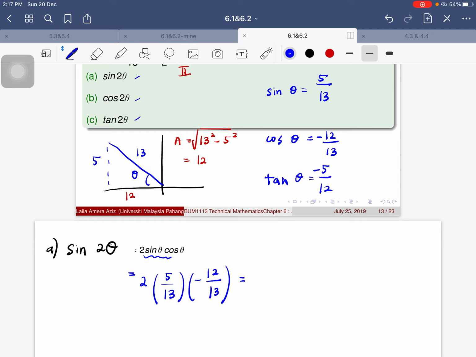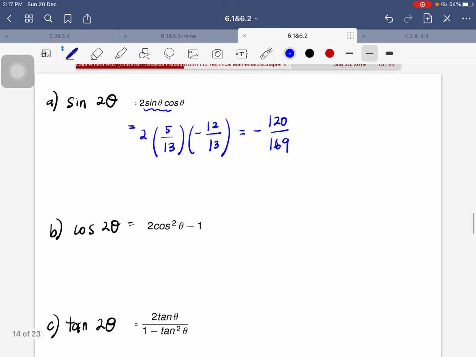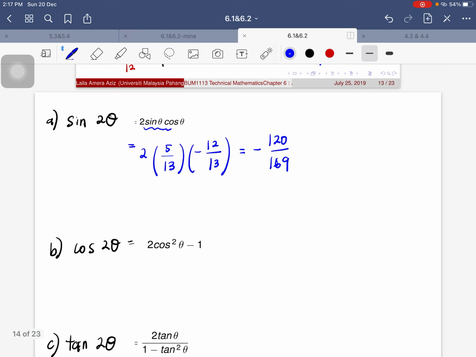Use your calculator for that. So I'm going to have 2 multiplied by 5/13, multiplied by negative 12/13. That is going to give you a value of negative 120 over 169. Okay, so that is going to be sine of 2 theta.